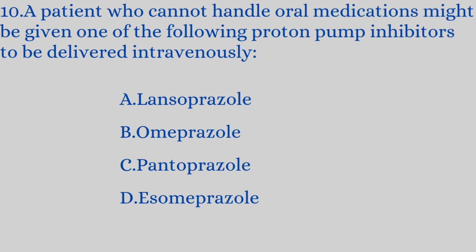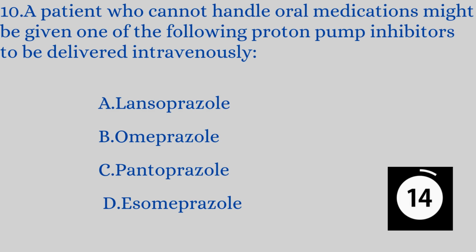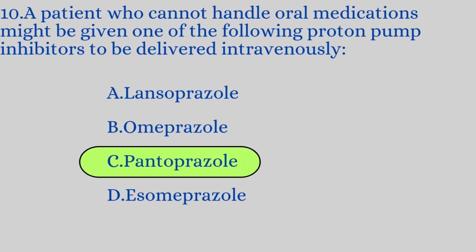10. A patient who cannot handle oral medications might be given one of the following proton pump inhibitors to be delivered intravenously: A. Lansoprazole. B. Omeprazole. C. Pantoprazole. D. Esomeprazole. The answer is C. Pantoprazole.